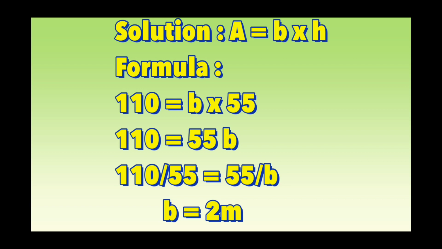And then since we're computing for the value of B, we have to eliminate the 55 by dividing both sides by 55. So 110 divided by 55 equals 2. And 55 divided by 55 is 1, times B equals B. So the base now is 2 meters.